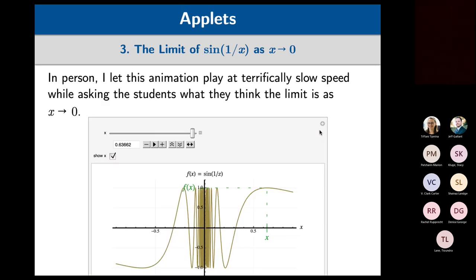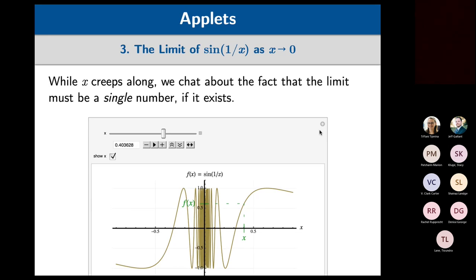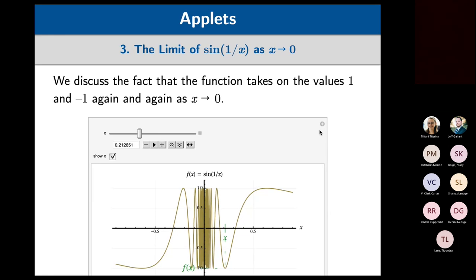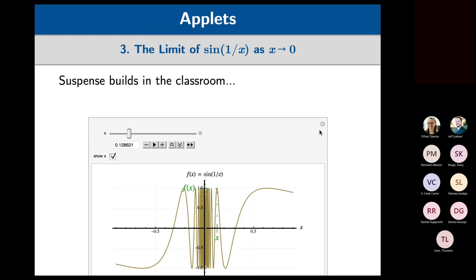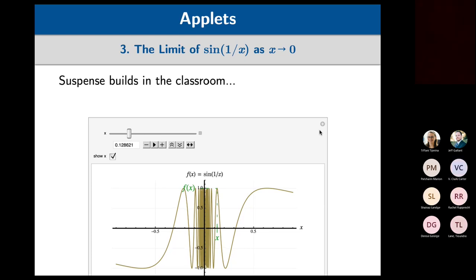So in person, I put this applet up on the projector and let it play as an animation at very, very slow speed while we discuss what they think the limit is as x approaches zero. X is moving very slowly, and we're just chatting. We're talking about the fact that the limit has to be a single number if it exists. We talk about the fact that the function seems to take on the values 1 and negative 1 again and again as x approaches zero.